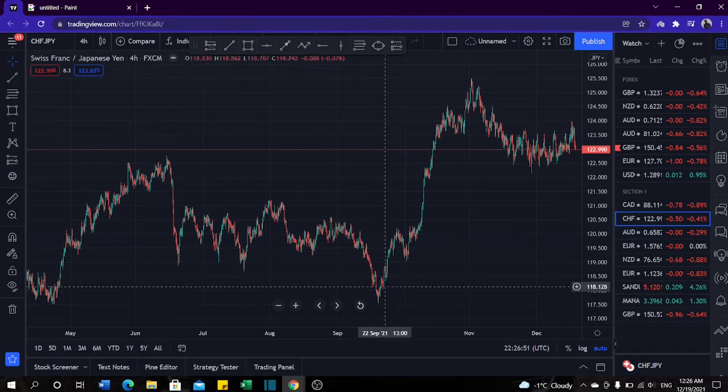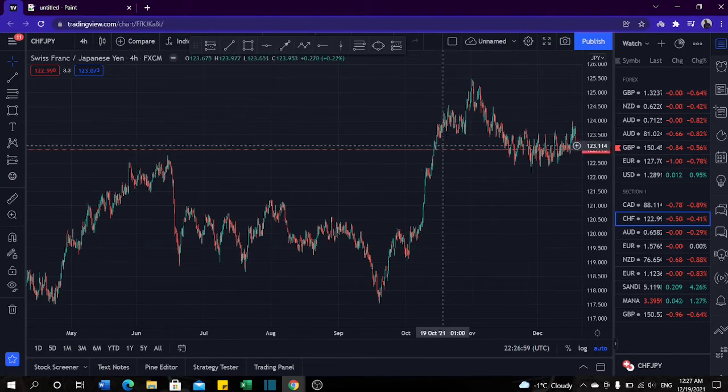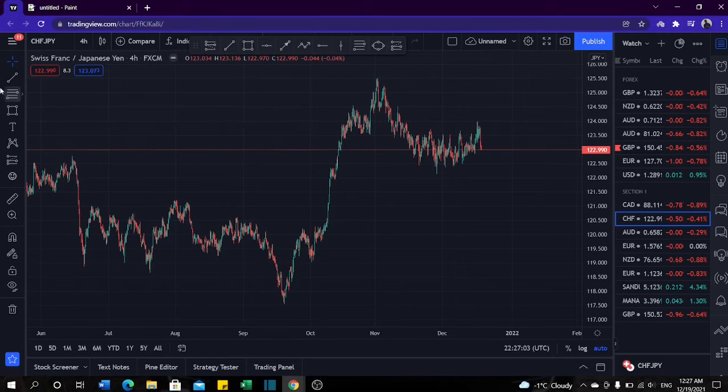So let's look at another area of support that was formed by CHF JPY. Price went in an uptrend: higher high, higher low, higher high, higher low, higher high, higher low. Then it decided to come to the downside, right? So it reached this area, and it's been bouncing back to the upside each and every time. Whenever it tries to come to the downside from this area, it finds support and bounces back to the upside. Price is not coming below the support area.